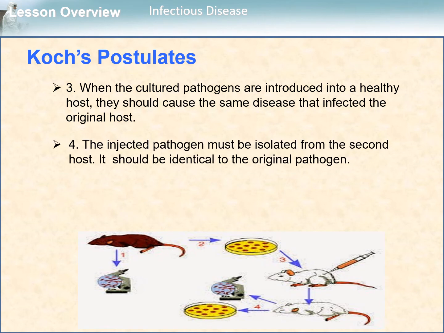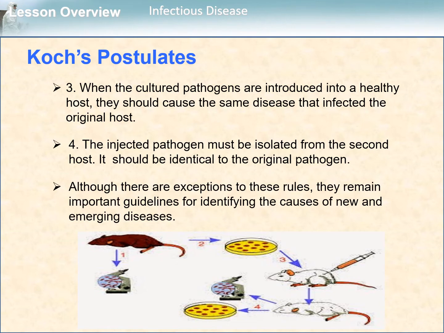The third procedure: the injected pathogen must be isolated from the second host, and it should be identical to the original pathogen. So those are the four rules of Koch's postulates. Although there are exceptions to these rules, they remain important guidelines for identifying the causes of new and emerging diseases.